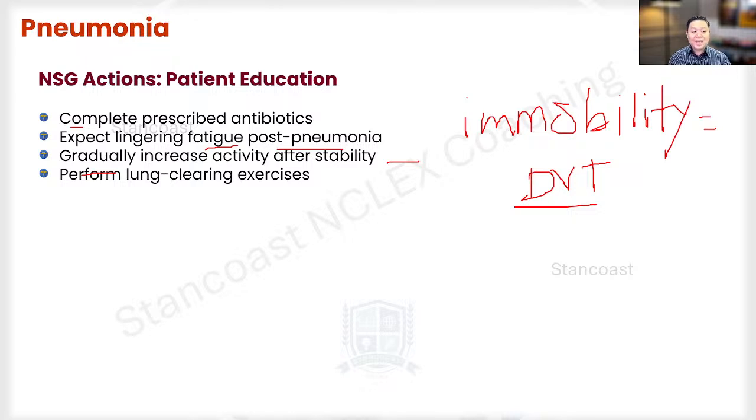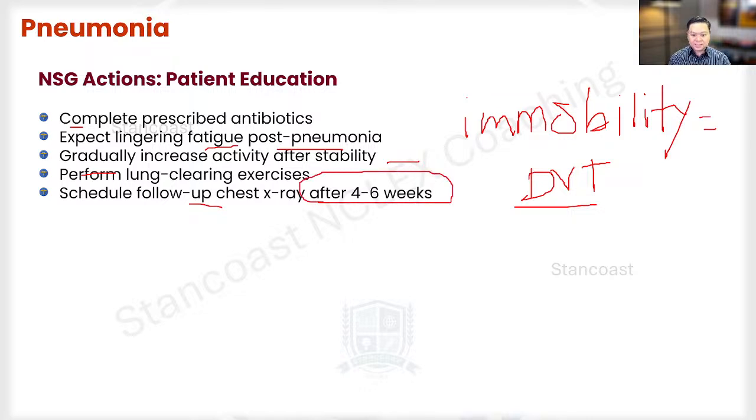We're also going to have to talk to them that there is going to be a need for them to have a follow-up chest x-ray after 4 to 6 weeks. Okay, so this simply means that this is going to be done as an outpatient in order to reassess the lung clearance and also to detect any potential underlying causes, maybe tumors. So make sure that they're going to comply with this follow-up appointment.